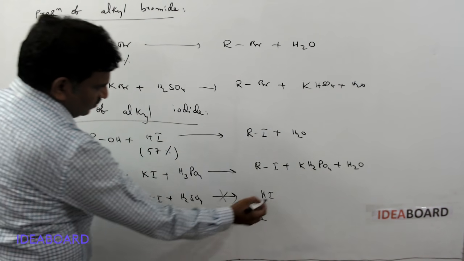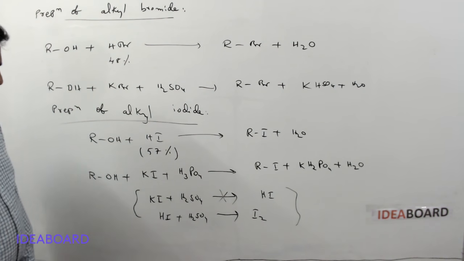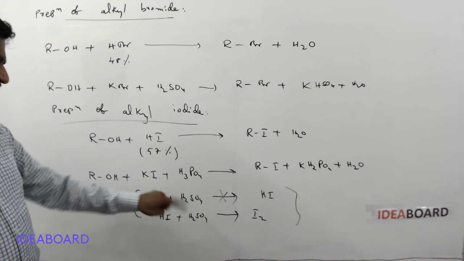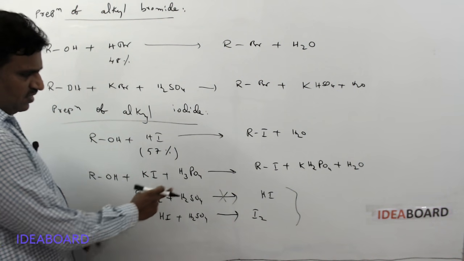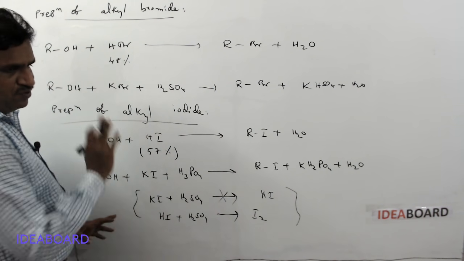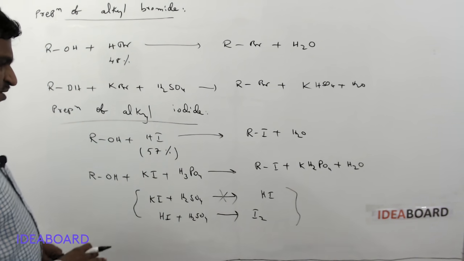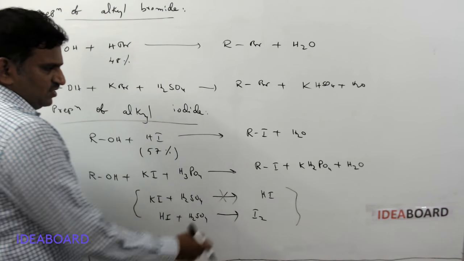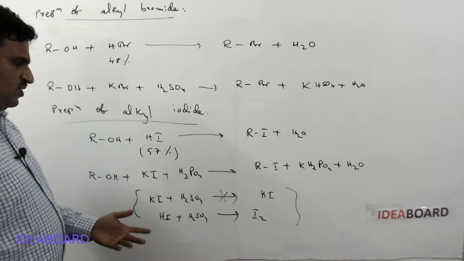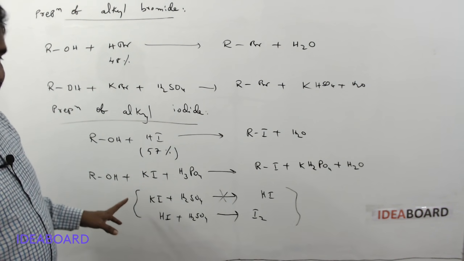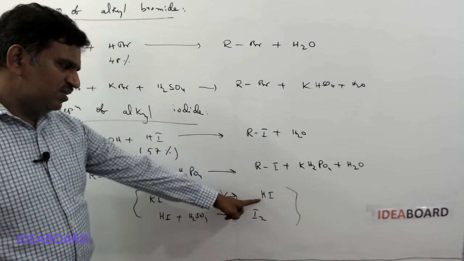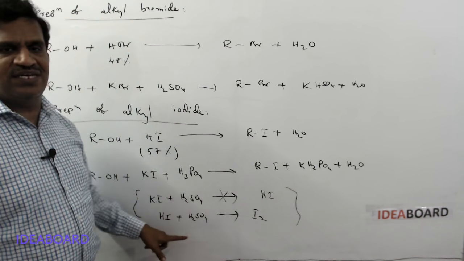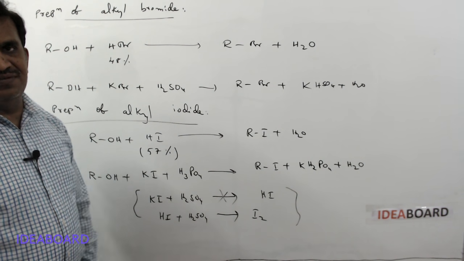Means HI is oxidized by this. So HI is oxidized by H2SO4 into iodine. So to prevent this reaction, if you are taking H2SO4 instead of H3PO4, what happens is, first it forms HI. But HI will react with alcohol. But HI is not reacting with alcohol. HI is oxidized by the H2SO4 again into iodine.